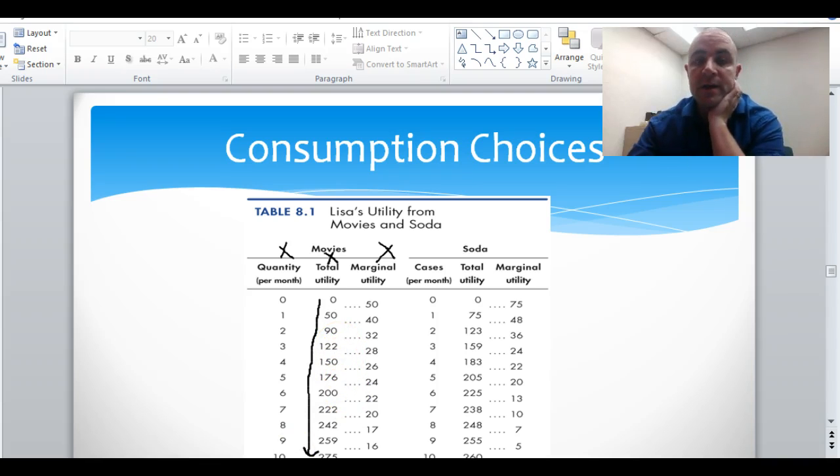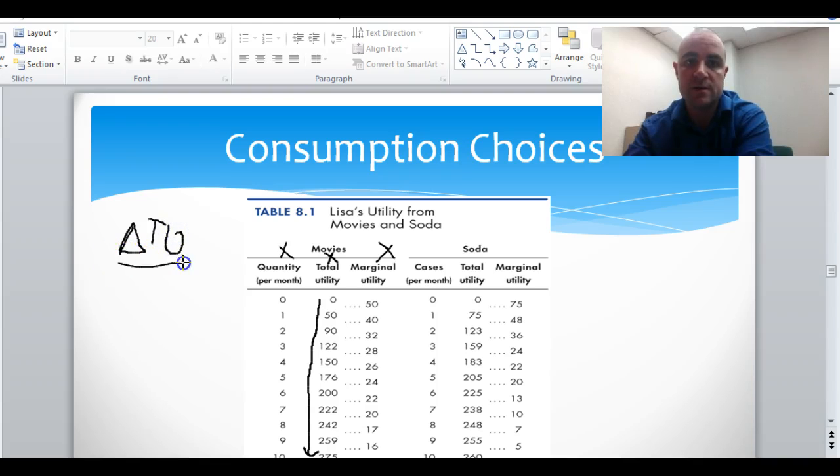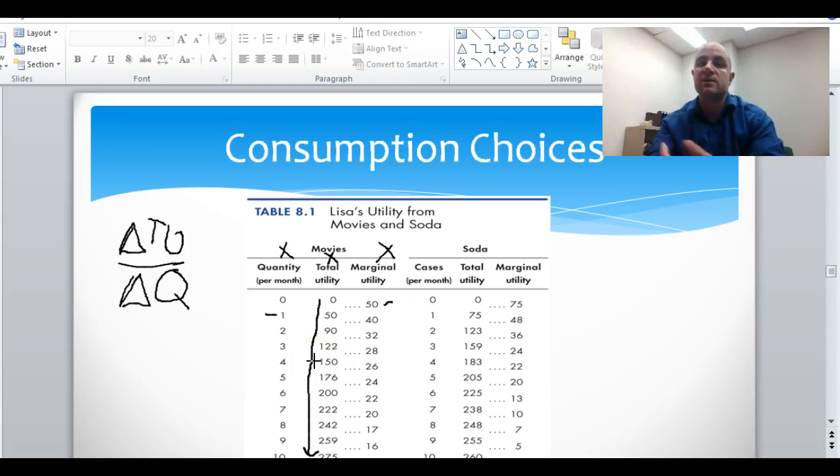Now the marginal utility, which is your change in total utility divided by your change in quantity, is going to be getting smaller and smaller. If we look at this, when she goes from 0 to 1 movie, her total utility goes from 0 to 50, so it goes up by 50. So the marginal utility of that first movie is 50. By going to that first movie, she gets 50 additional units of happiness, of satisfaction.